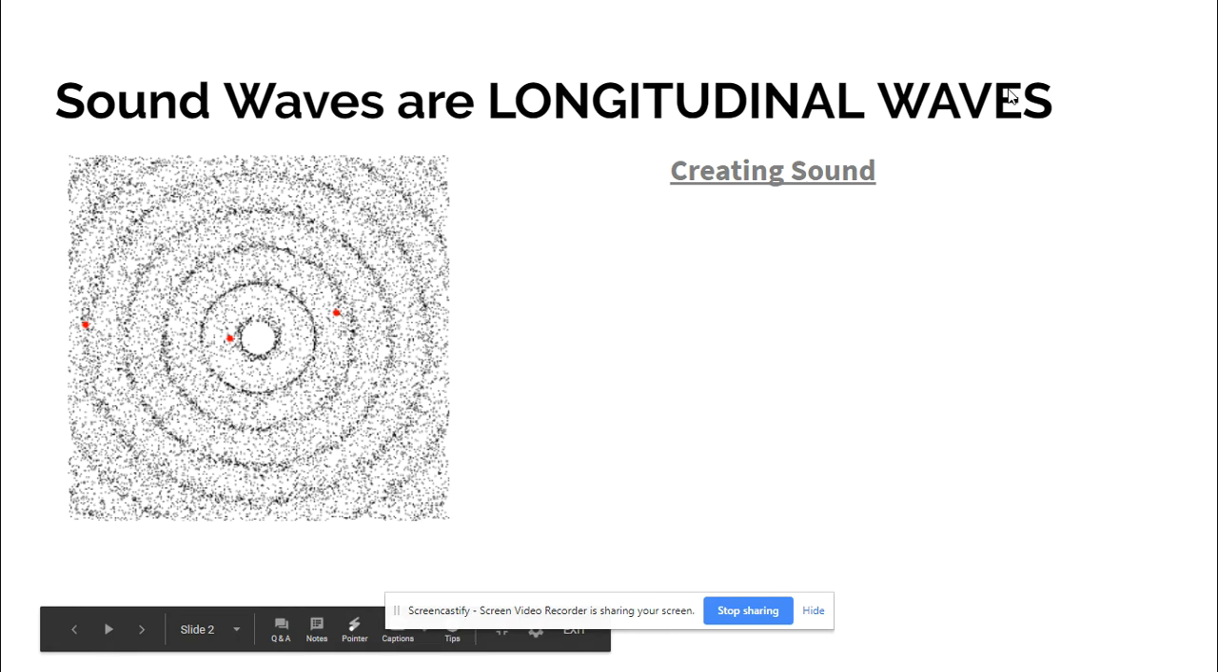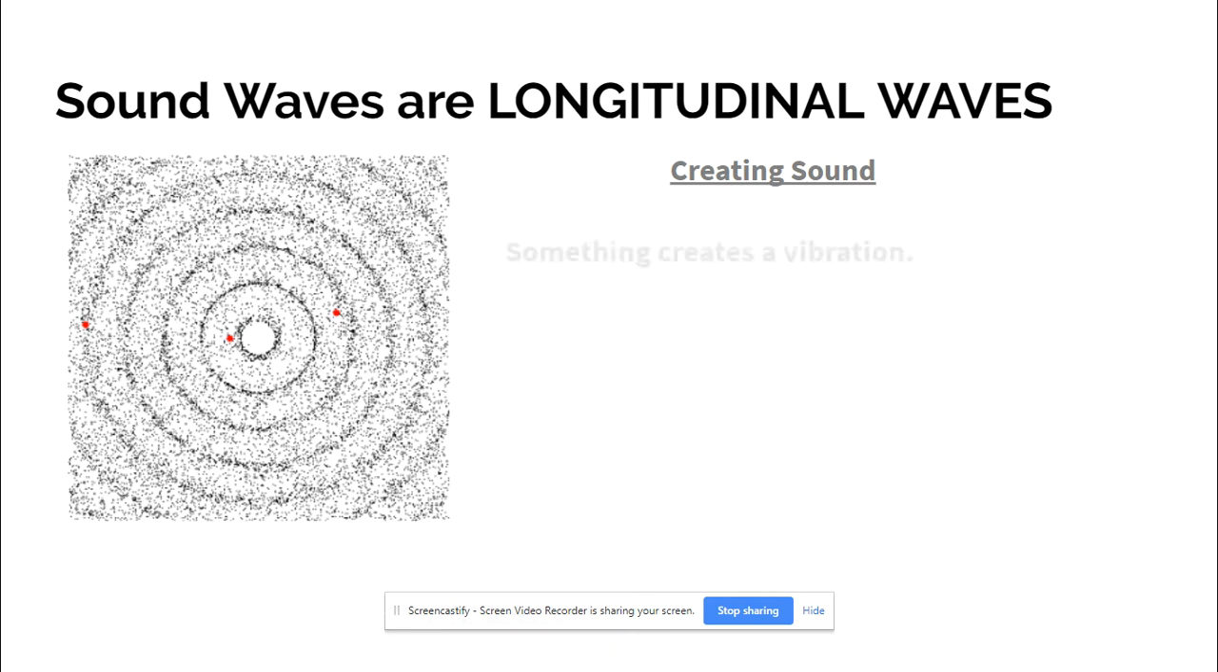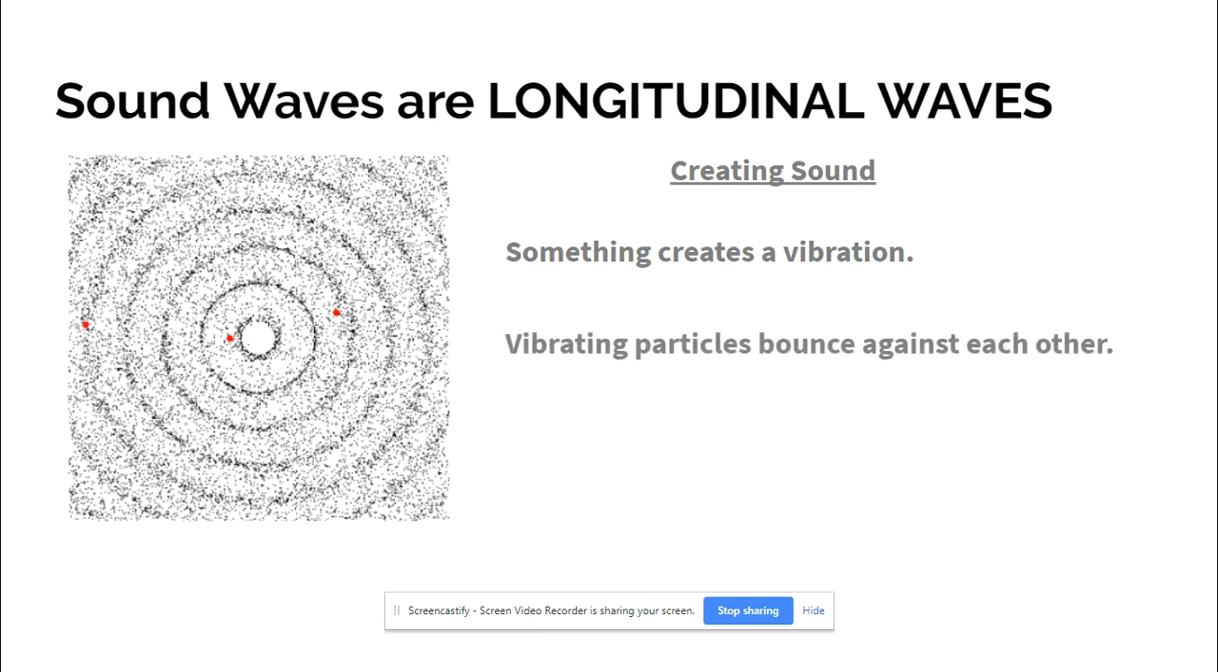So here's what's going to happen when you create a sound. Step one, something will create a vibration. It can be my hands. It can be something in my throat making me speak. It can be a musical instrument. It can be anything creating a vibration. It could be an earthquake.